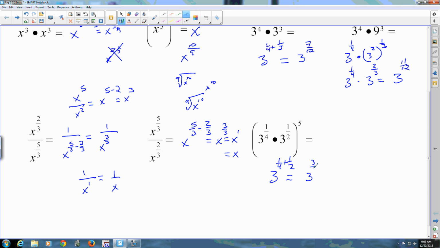So that would be 3/4, and you're raising that to the 5th power. So when you have an exponent on an exponent, you multiply your exponents. And when you multiply fractions, you're just going to go straight across. So to make that look like a 2, I apologize. So that's 3 raised to the 15/4. Okay?